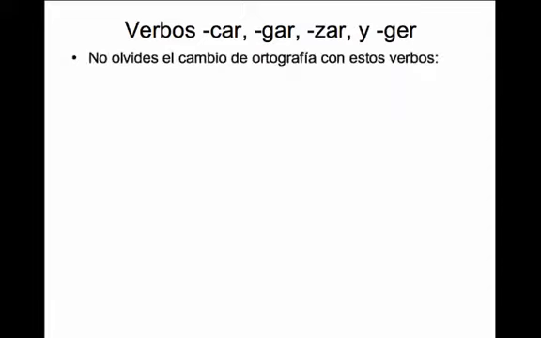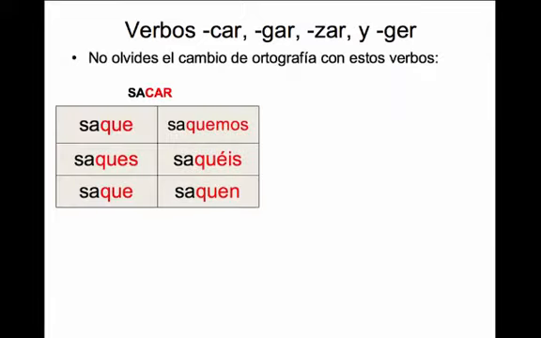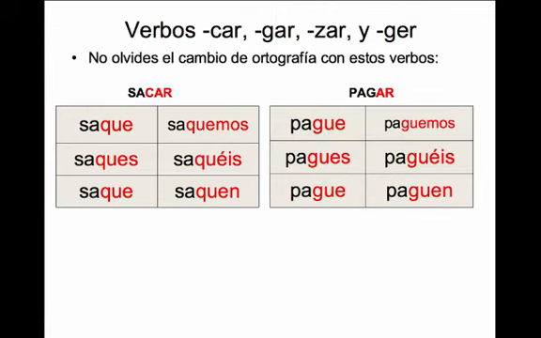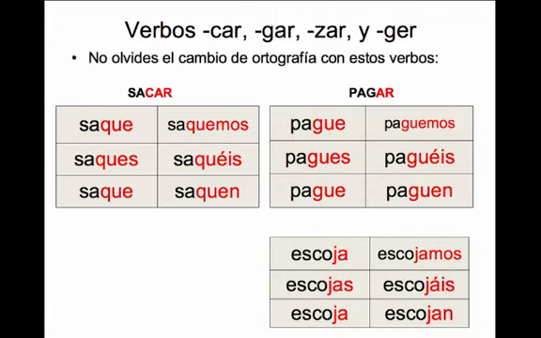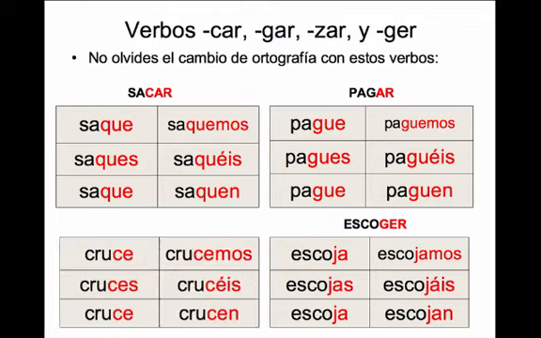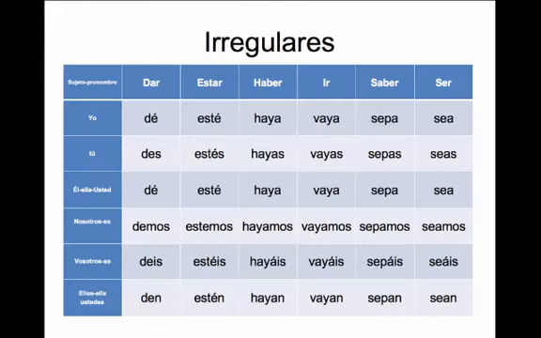Don't forget with car, gar, ger, and zar verbs that you have a spelling change, un cambio de ortografía. So for sacar, you need your QU in there to keep the sound consistent. Pagar needs a GUE. For verbs with GER, you need a J to maintain the h sound. And then for verbs with ZAR, we need a CE at the end, so cruce. Those should hopefully look familiar as well.